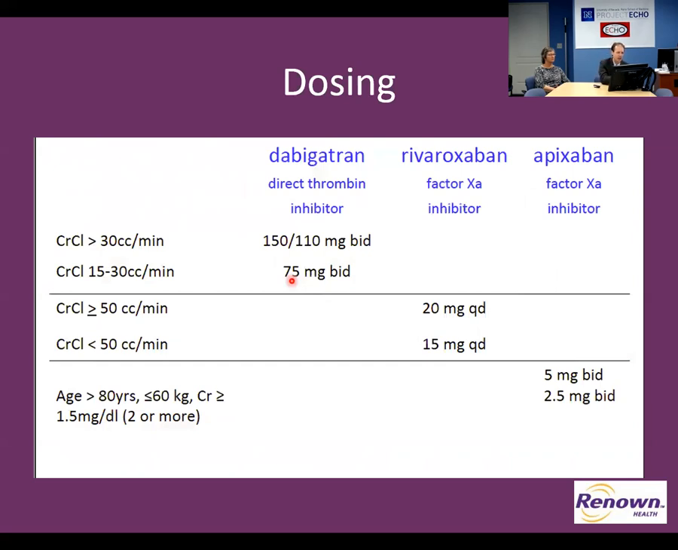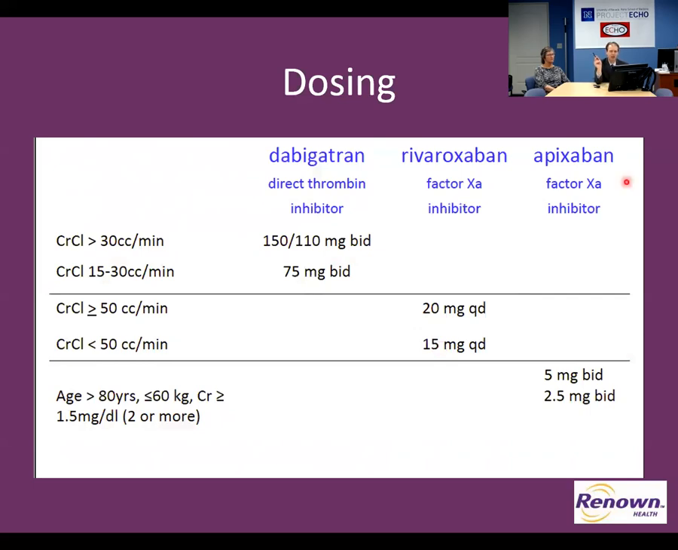For Xarelto, the creatinine clearance cutoff is 50. And if their creatinine clearance or GFR is above 50, then you use 20 milligrams. And if it's below, then you use 15. So that's for Xarelto, which is 15 or 20 milligrams taken at night, and I'll explain why it's nightly dosing in just a bit.